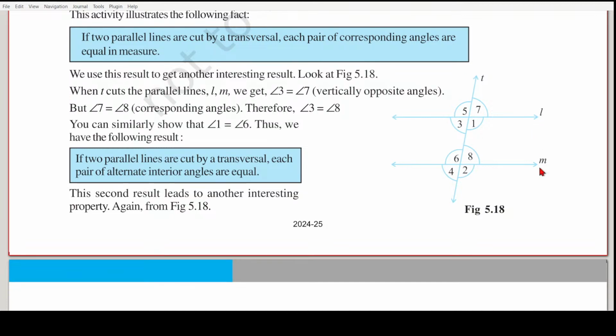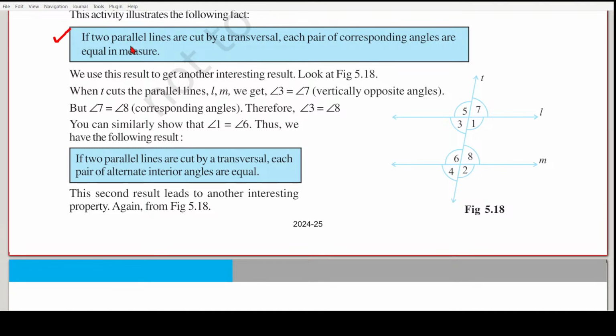Now, if L and M are parallel, all the corresponding angles will be equal. What does that mean? 7 should be equal to 8. 5 should be equal to 6. 3 should be equal to 4. 1 should be equal to 2. Agreed? So that is the statement.